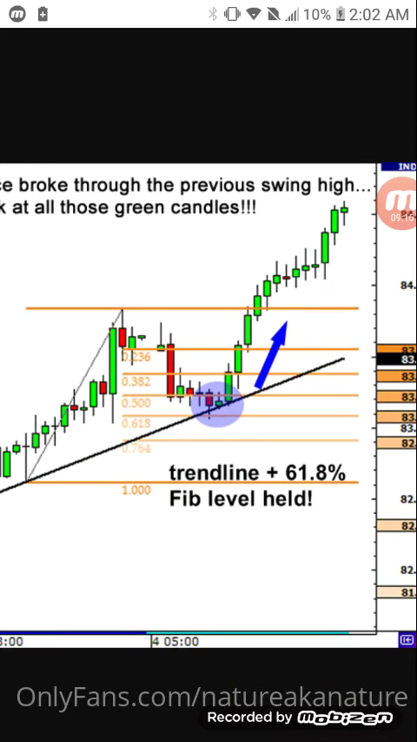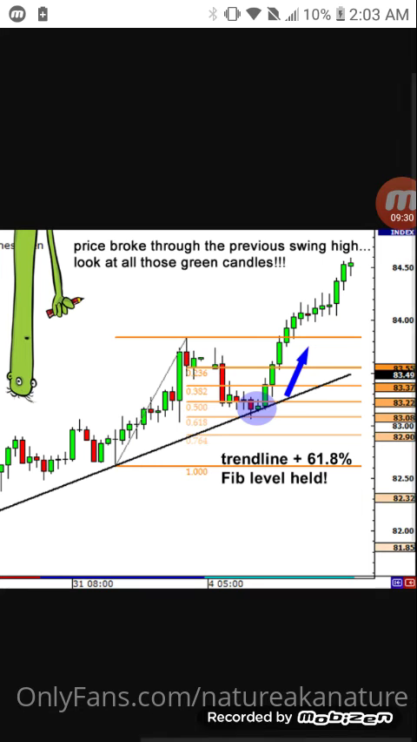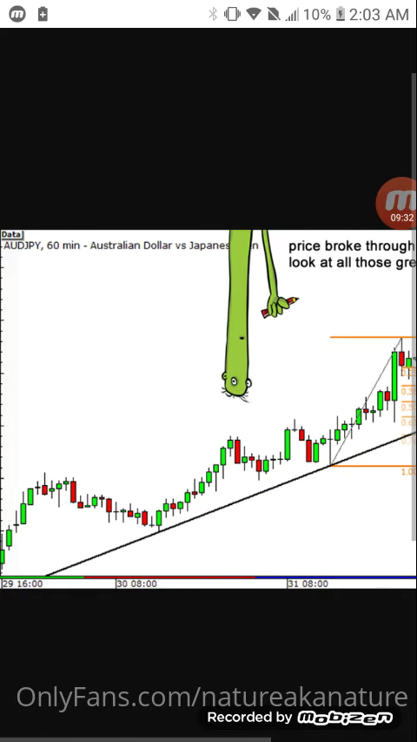All right. Once price breaks through the swing high, that's how you know price is going up. But if you had gotten in off the Fibonacci retracement level, off the 61.8 or even the 50, you would have been in for a nice profit.